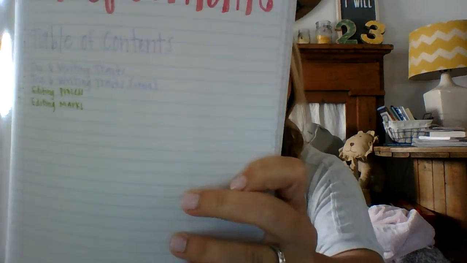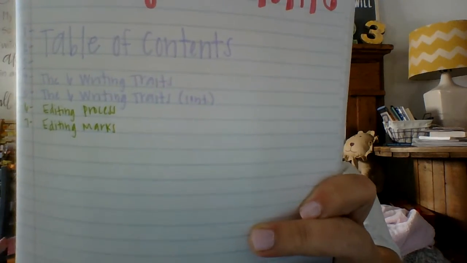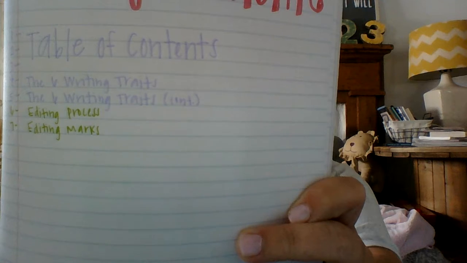Hey guys, okay, so you need your interactive notebook. We are going to add some editing notes into your interactive notebook today. So on your table of contents is where you need to start. We are adding pages 6 and 7. Okay, 6 and 7. So go ahead and put those there.